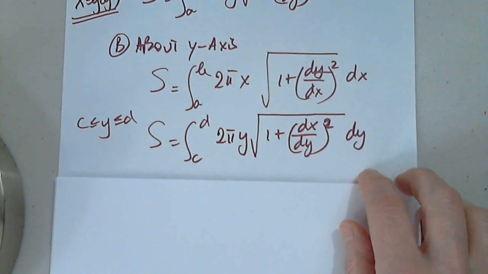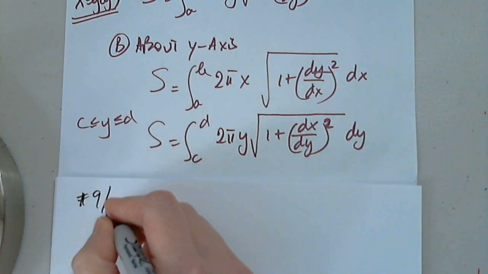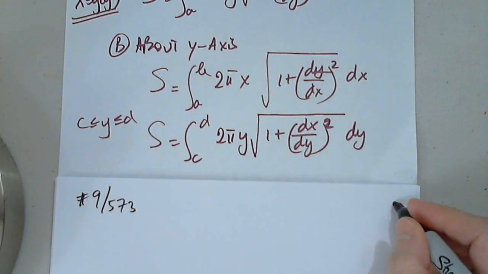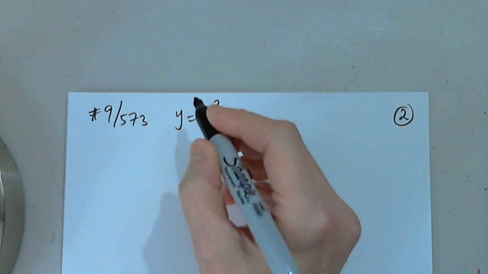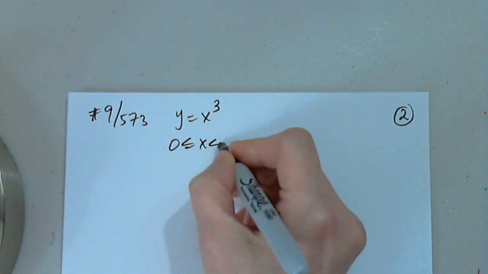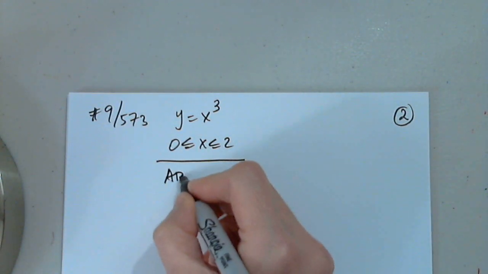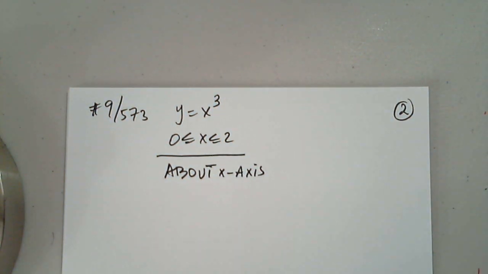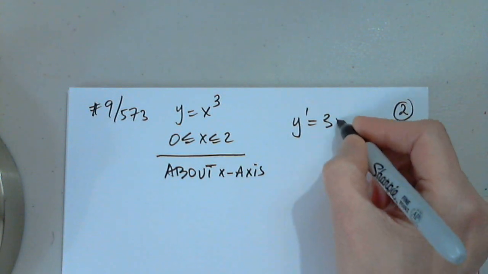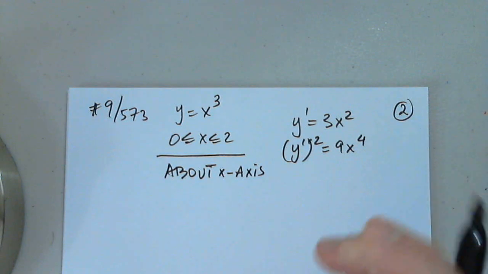So let's take a look at a few examples. I'd like to start with number 9 on page 573, and this is my page 2. Okay, so we are given y equals x cubed. We are given the limits for x between 0 and 2, and we are told that we are rotating about the x-axis. First let's find y prime, which is 3x squared. Then y prime squared, which is 9x to the 4th.